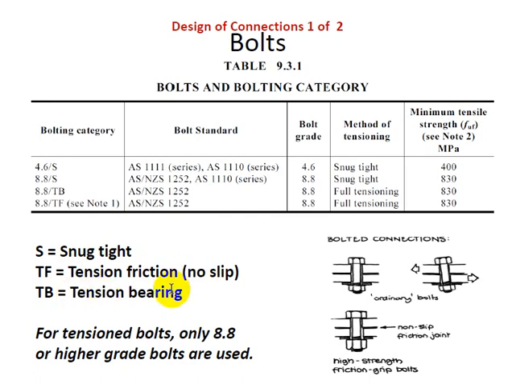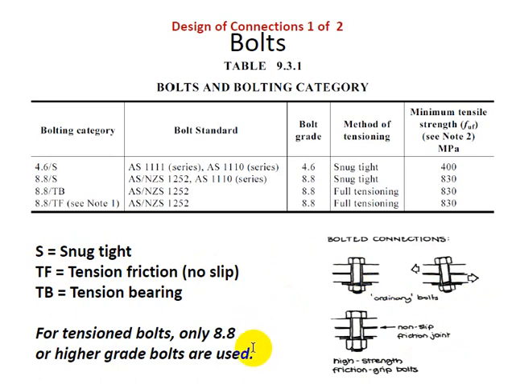So what we mean is that when we say TF and TB, it means this is actually full tensioning. It means that there is no slip. This means the connection won't have any slip, no friction joint. However, when we have snug tight, this means there is going to be a small slip. In fact, both of them are going to have slip. There is nothing called no slip.